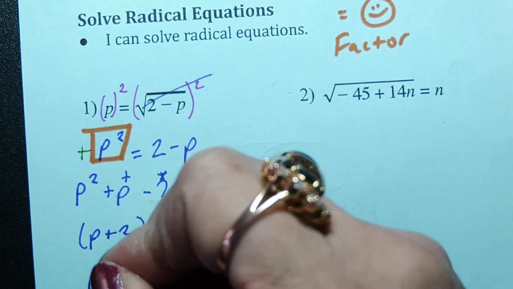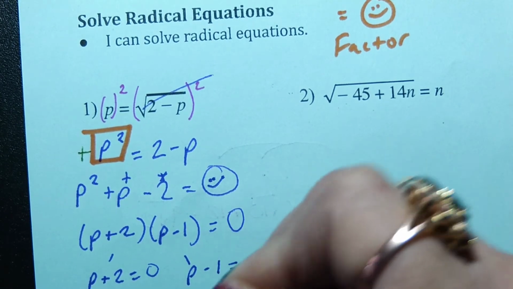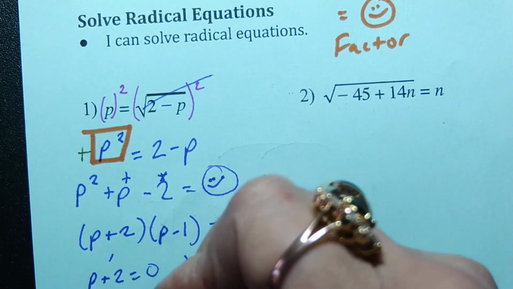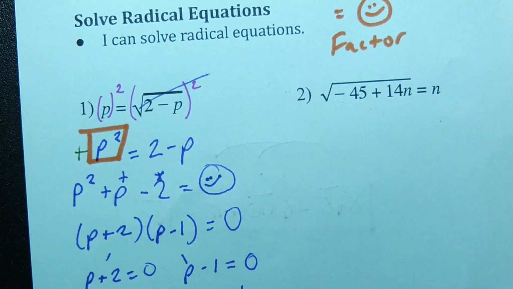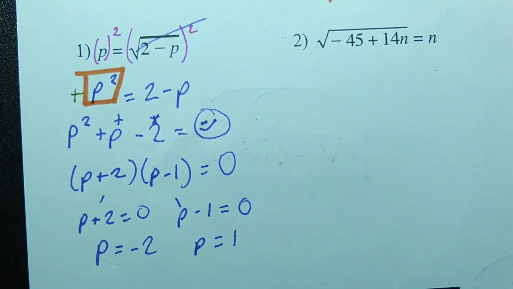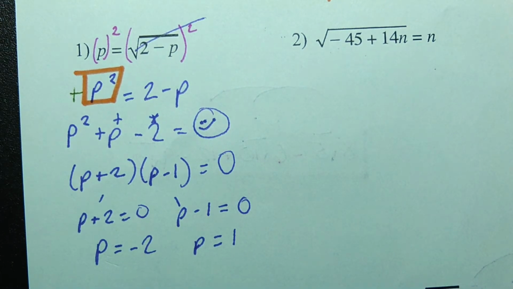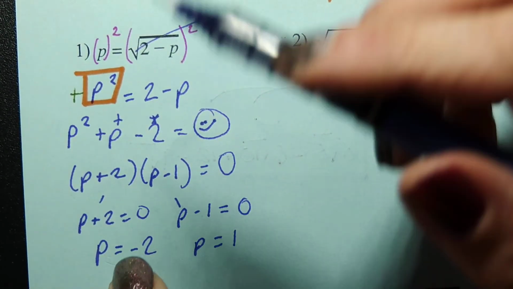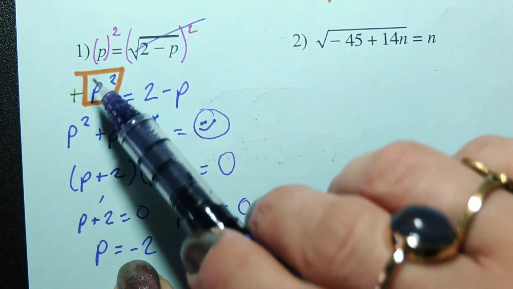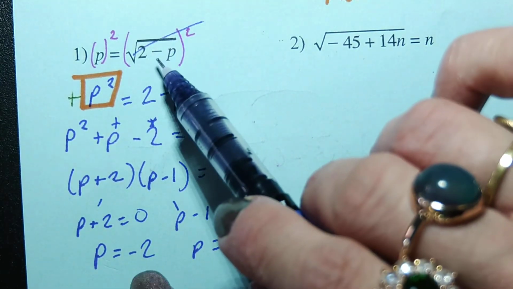Set each of those equal to 0. We get p equals -2 and p equals +1. Are we going to put a box around both of those? Not yet. Could both of them be solutions? Sure, but not necessarily. So let's start with -2. I plug -2 in, we get -2. Then I have 2 minus a -2, which is 4.